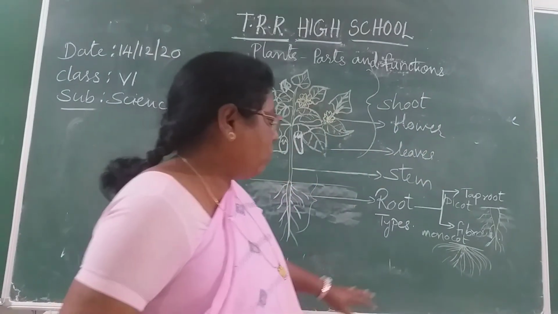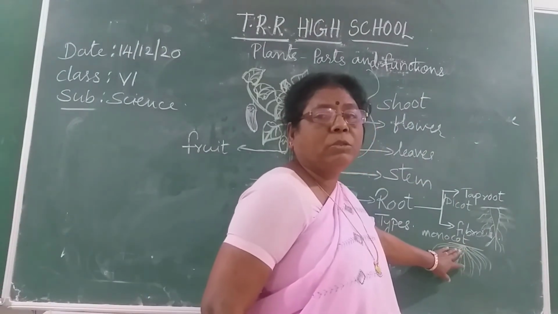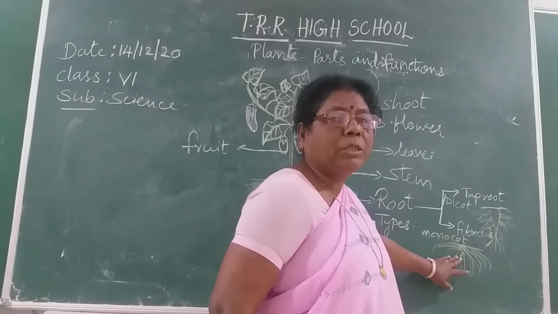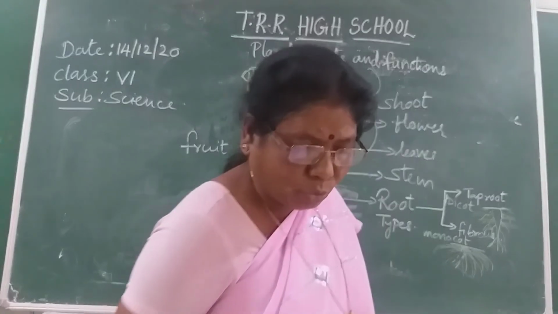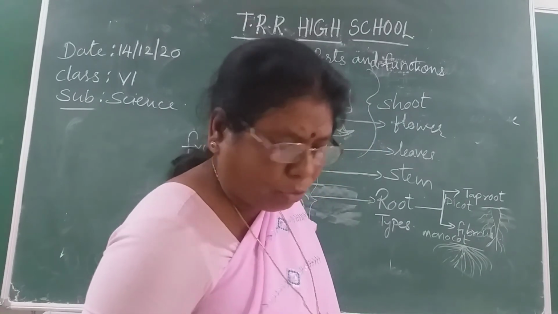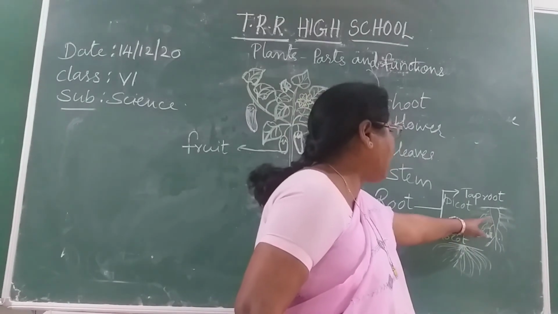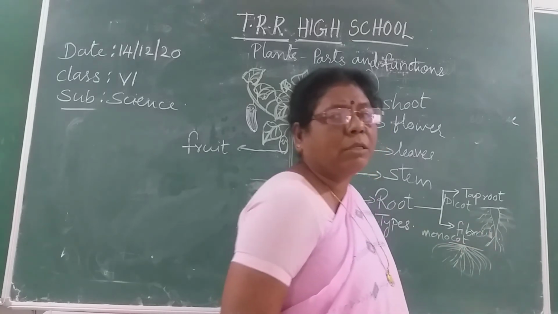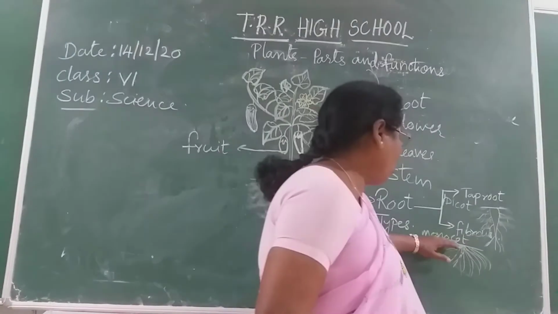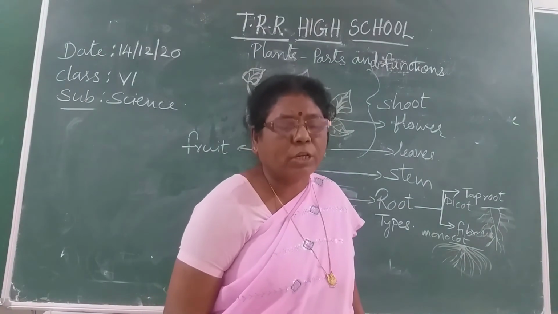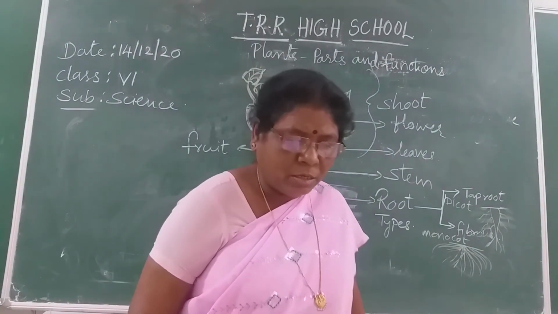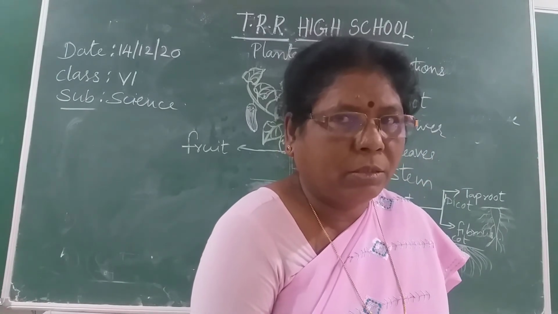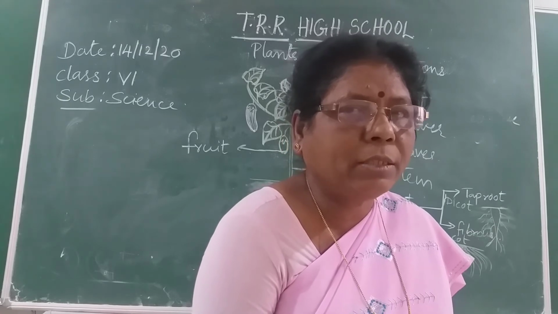There is no main root in the fibrous root system, unlike the taproot, which has a main root. These side roots are called lateral roots. In monocots, the roots are spread on the surface of the soil. You will find this in monocot plants, and the taproot system you will find in dicot plants.